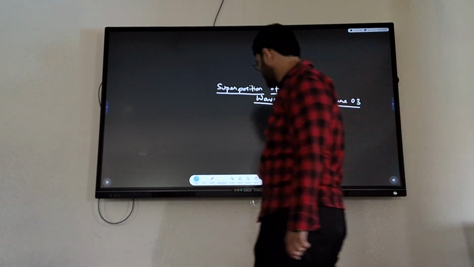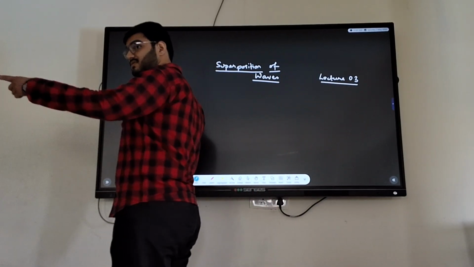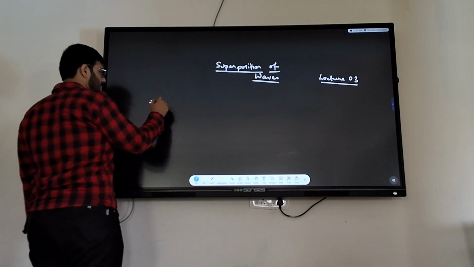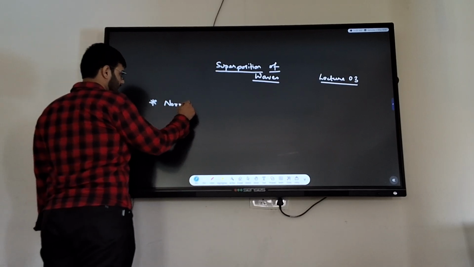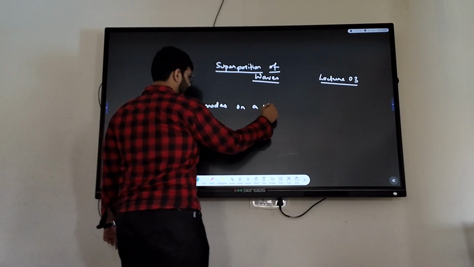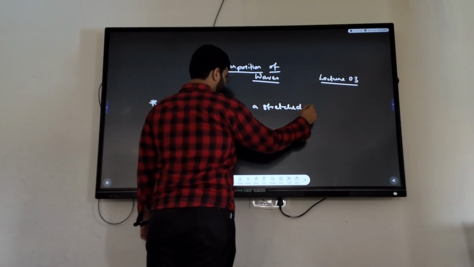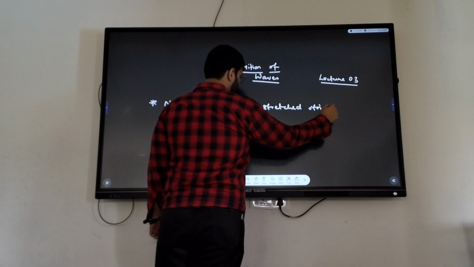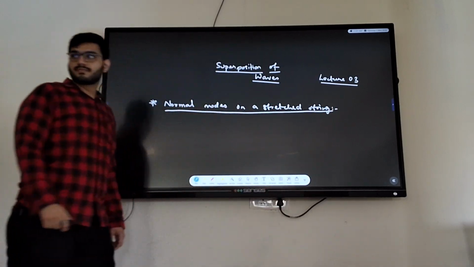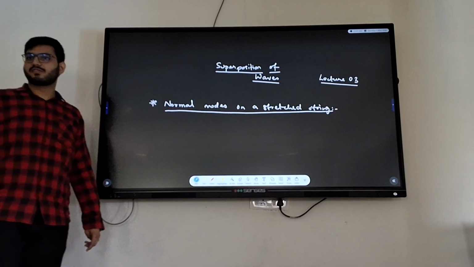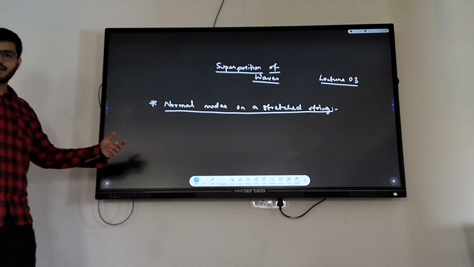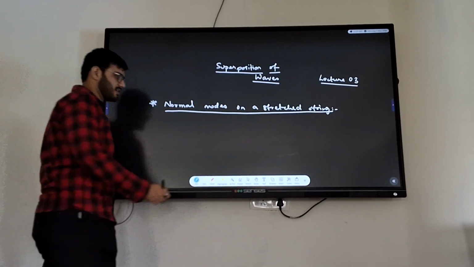Then let's have this discussion on normal modes on a stretched string. Normal modes on a stretched string. So let me make some diagrams and then you tell me what should be the correct condition.